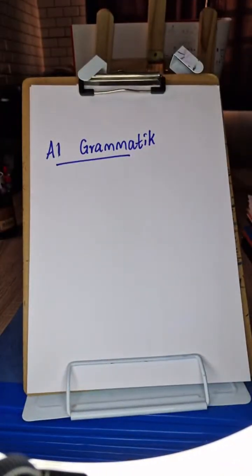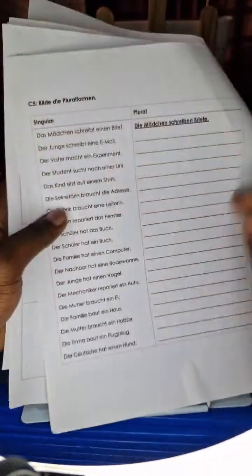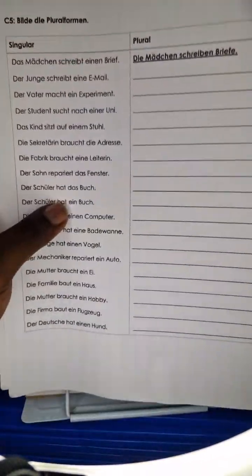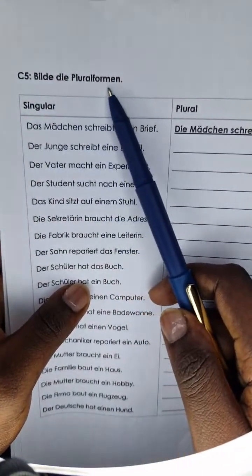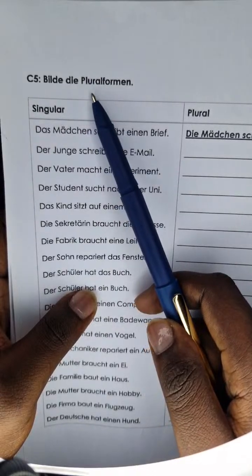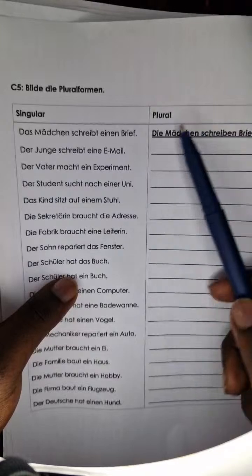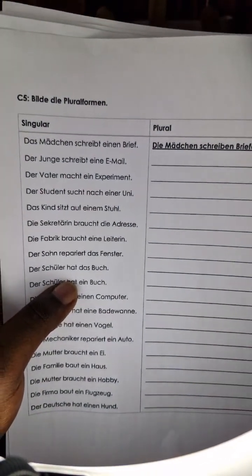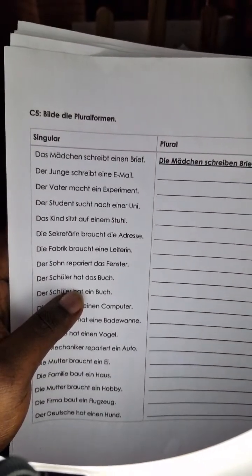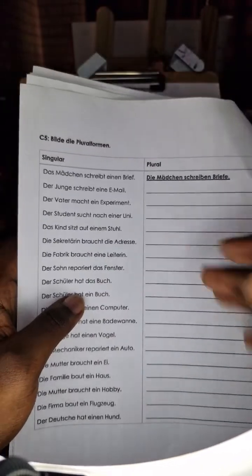Now I think I have one more question for us. And this one is also normally connected to plural. Bilde die Pluralformen. They would like you to construct the plural forms, right? So they've given you singular and they'd like you to write plural. Now, you realize one thing: in German, the plural always uses die.